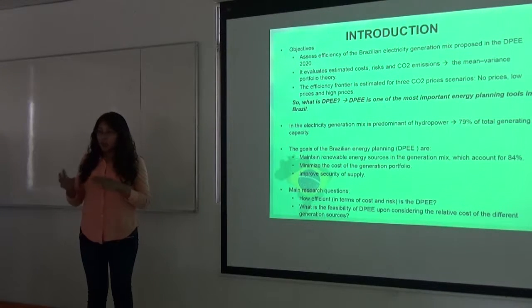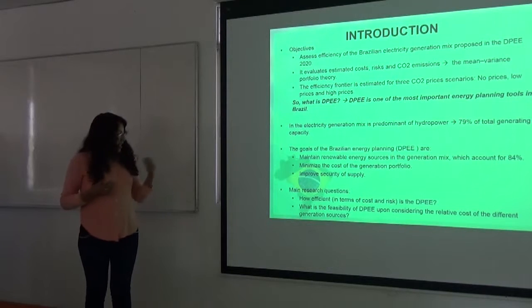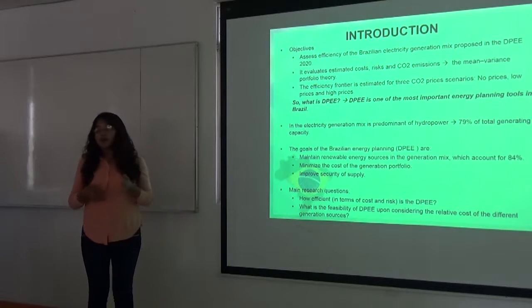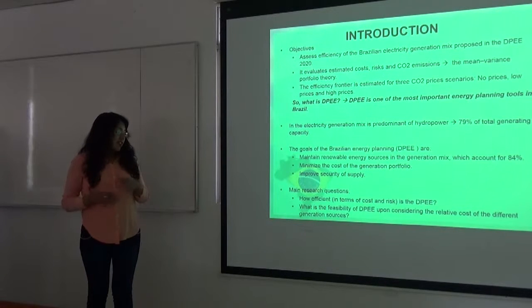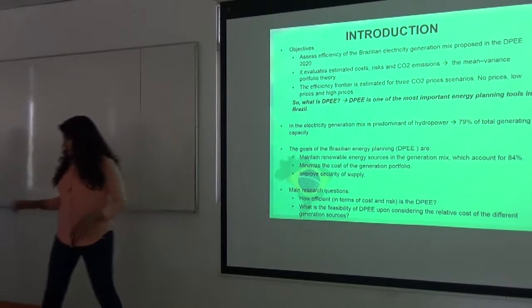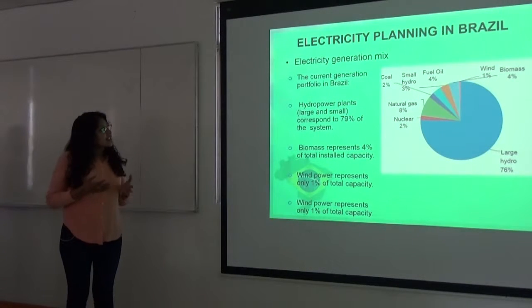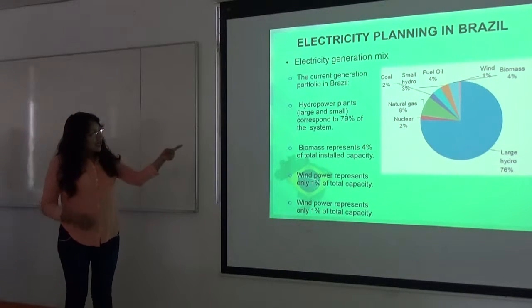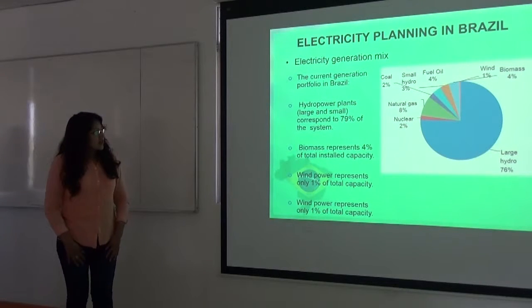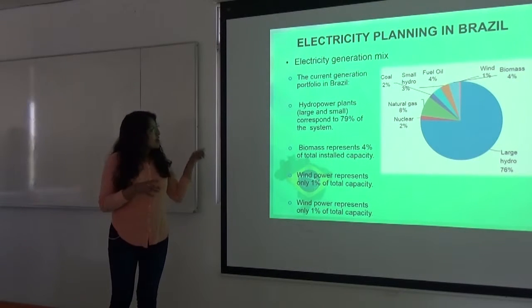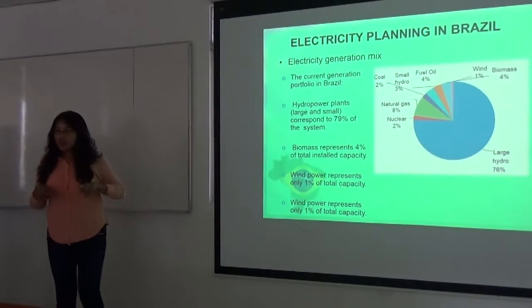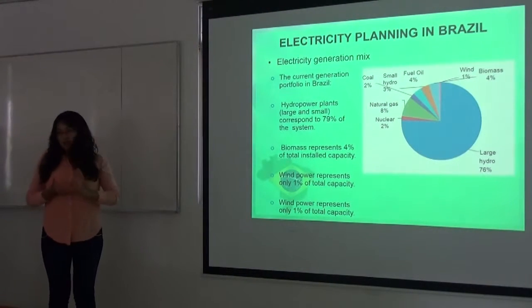The two most important questions for this paper are, first, how efficient in terms of cost and risk is the DPE, and second, the feasibility of the DPE. This is the electricity generation mix, with hydropower the largest share, at 79% of the total capacity.